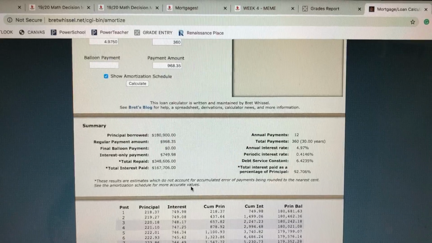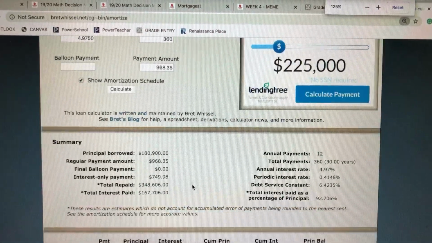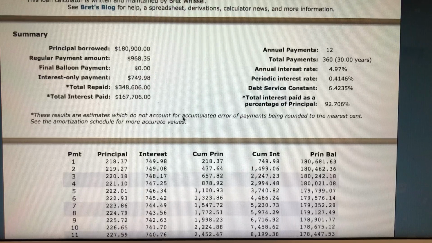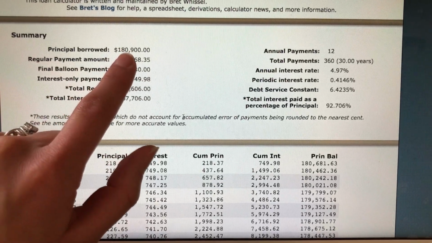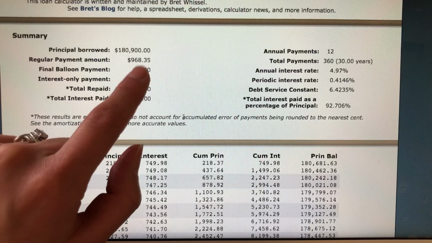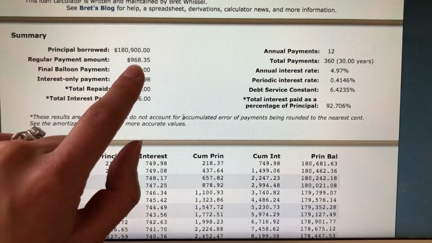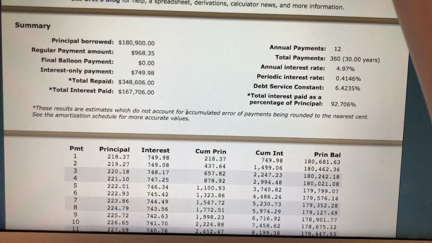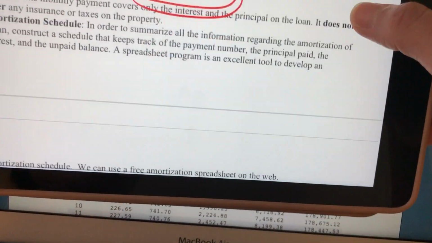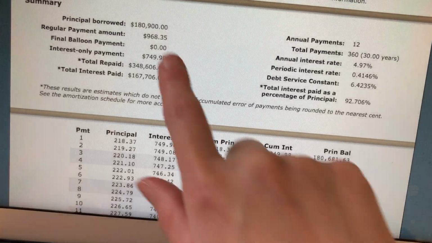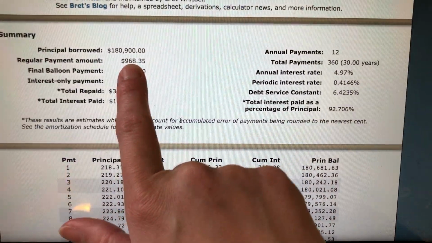When I scroll down, I see all of this information. Here's the principal amount. Here's the regular payment amount. That means every month for this loan, you're going to pay $968.35. So hopefully on that first page, that is what you got right here, because that is going to be your monthly payment, $968.35.